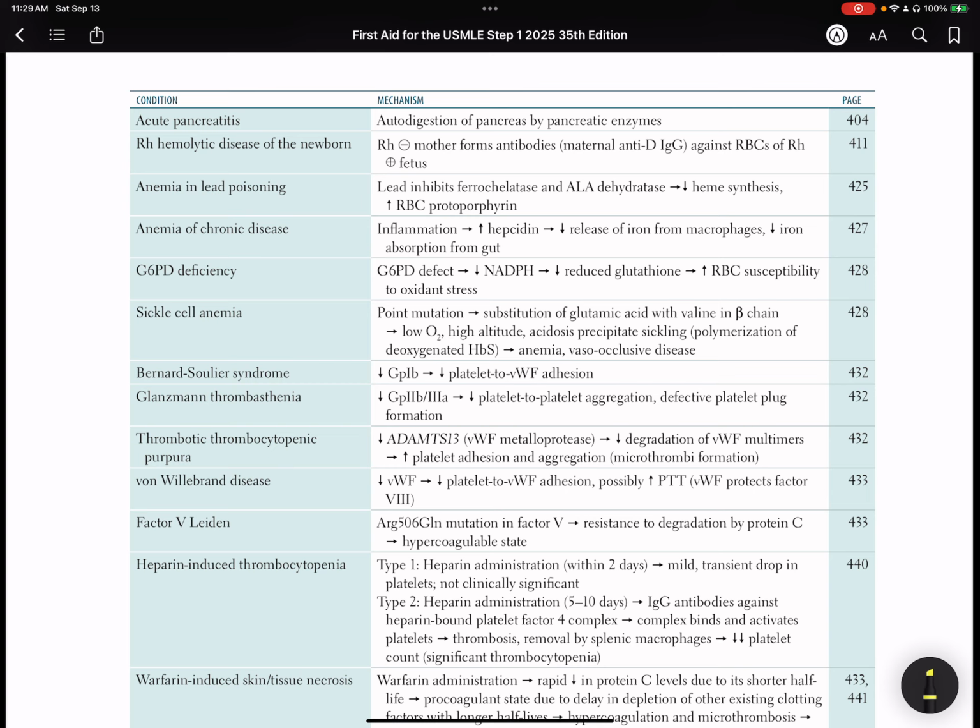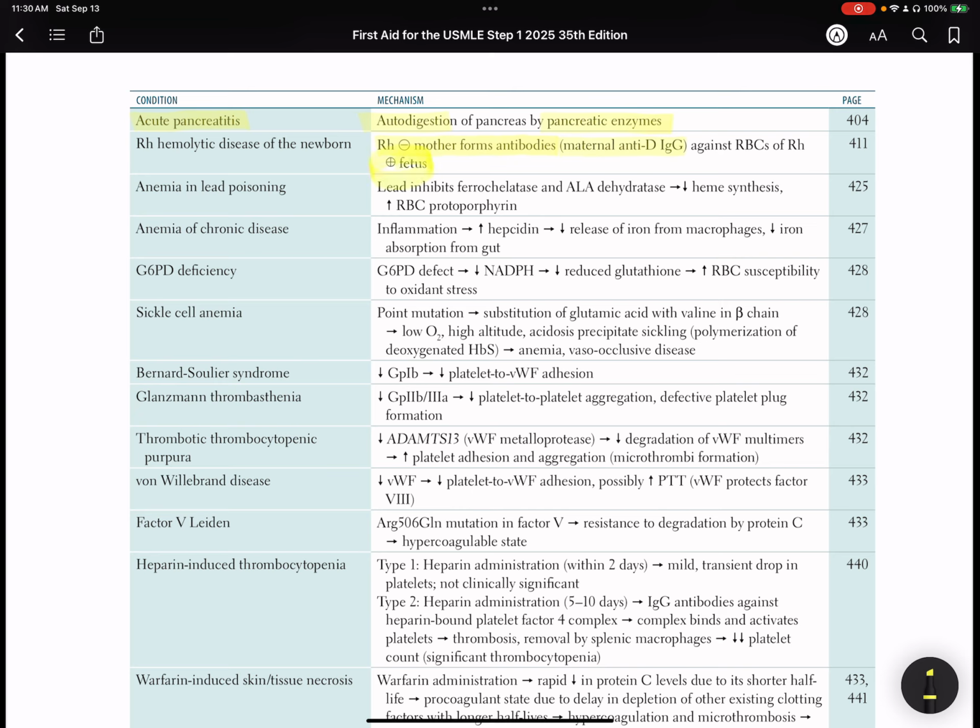Next condition is what causes acute pancreatitis. Acute pancreatitis is caused by autodigestion of the pancreas by pancreatic enzymes. Next, Rh hemolytic disease of the newborn. An Rh negative mother forms antibodies, which are called maternal anti-D IgG, against the RBCs of the Rh positive fetus.